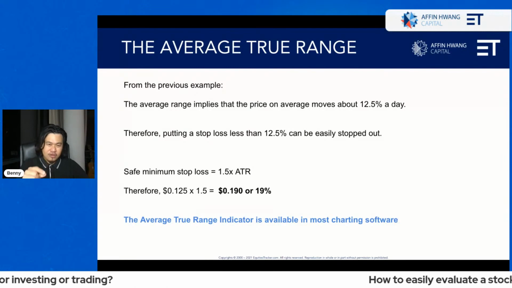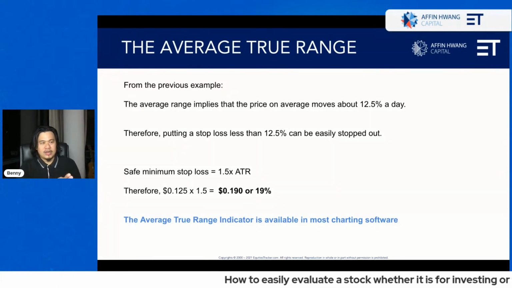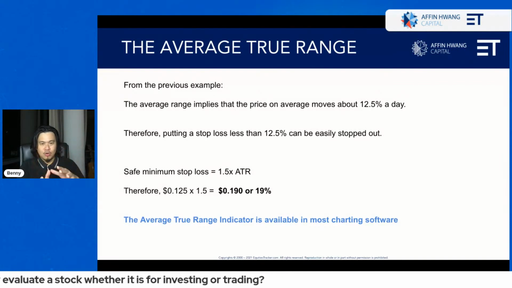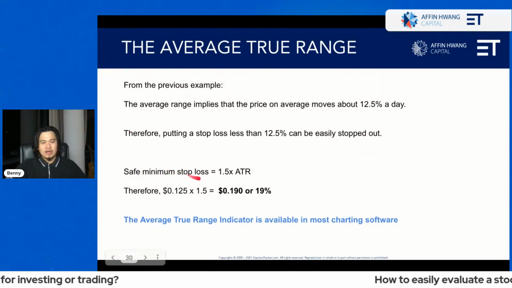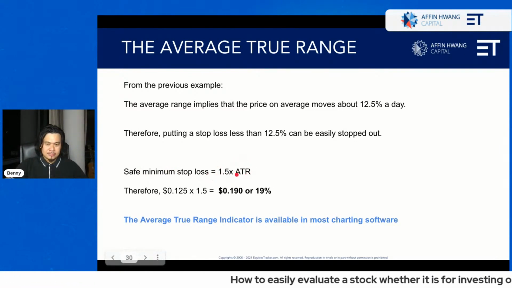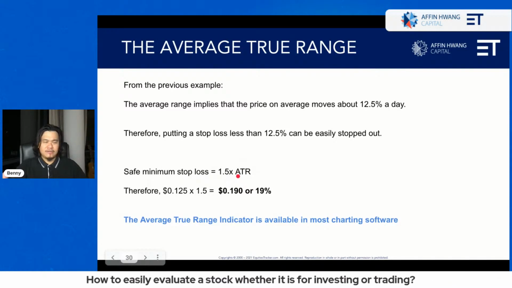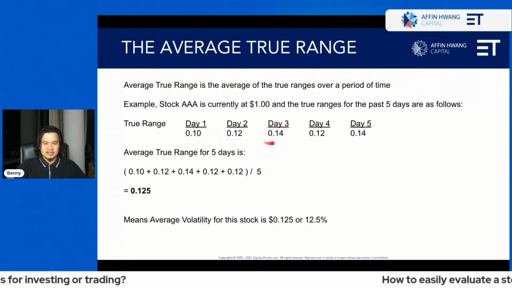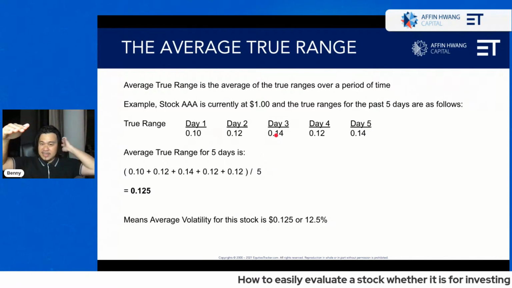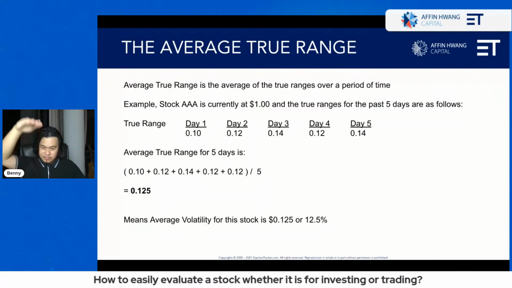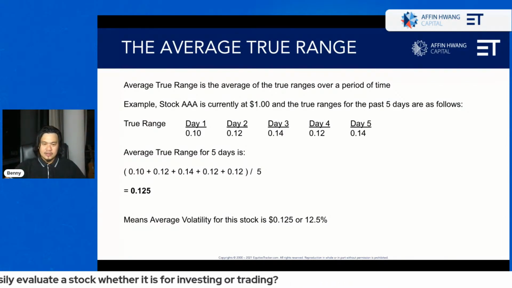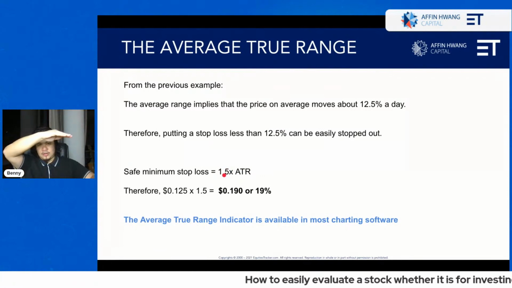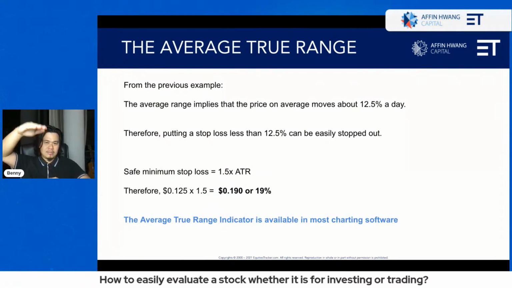So whenever you put a stop loss, no matter what tool or indicator you use to determine your stop loss, make sure that the stop loss is more than your ATR. In fact, your minimum stop loss should be 1.5 times the ATR. Why 1.5? Because remember the earlier example that I showed you, the lowest was 10 cents, the highest was 14 cents. So it can still go to 14 cents, but the average is 12.5 cents. There is a time when the price actually fluctuates 14 cents a day or 14%. So I use 1.5 times the ATR, giving a little bit more room to also cover the maximum ranges.